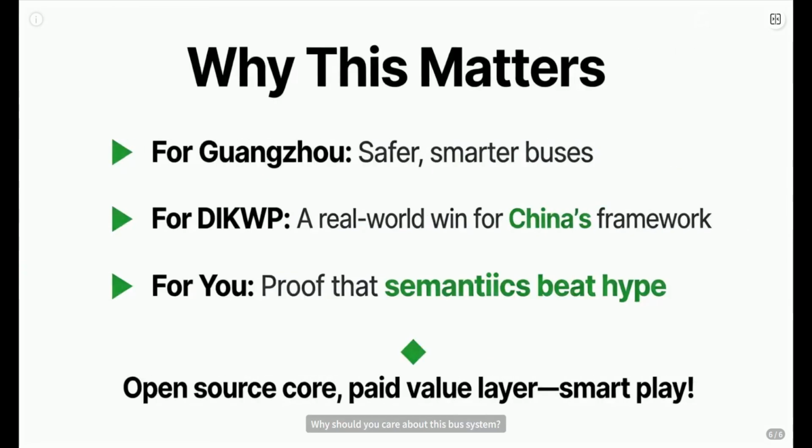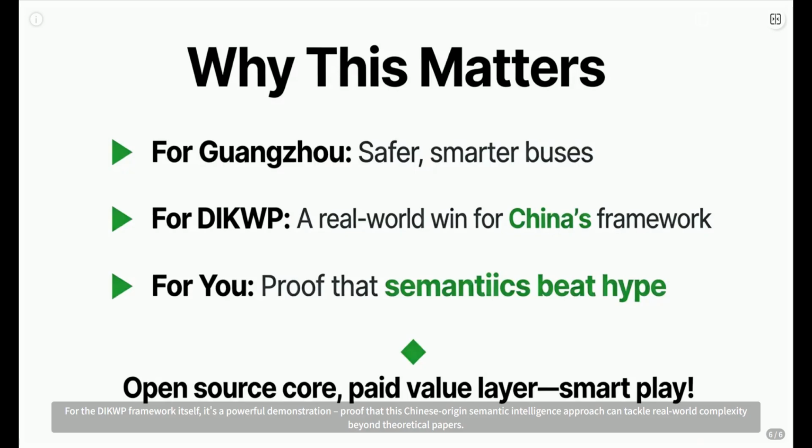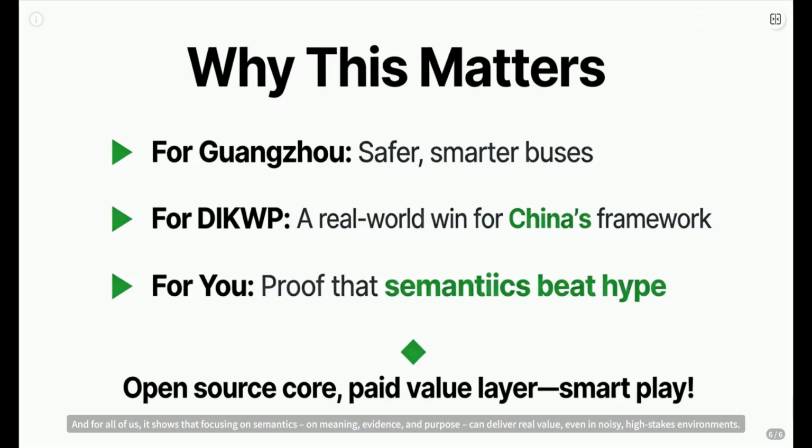Why should you care about this bus system? For Guangzhou, it means a tangible step towards safer, more reliable, and more transparent public transport. For the DIKWP framework itself, it's a powerful demonstration, proof that this Chinese-origin semantic intelligence approach can tackle real-world complexity beyond theoretical papers. And for all of us, it shows that focusing on semantics, on meaning, evidence, and purpose, can deliver real value, even in noisy, high-stakes environments.